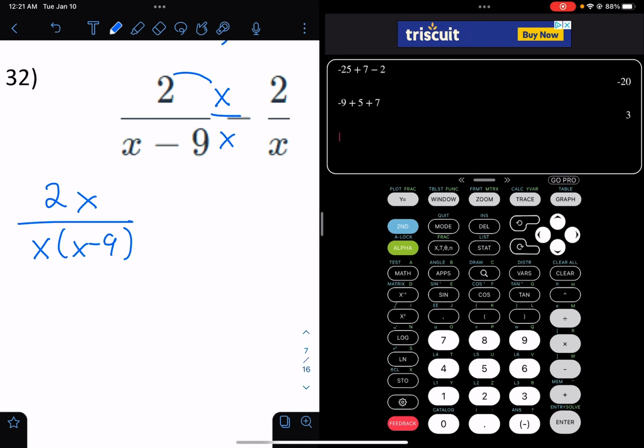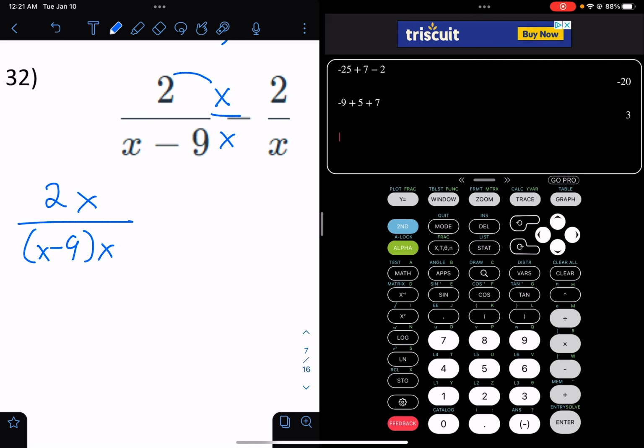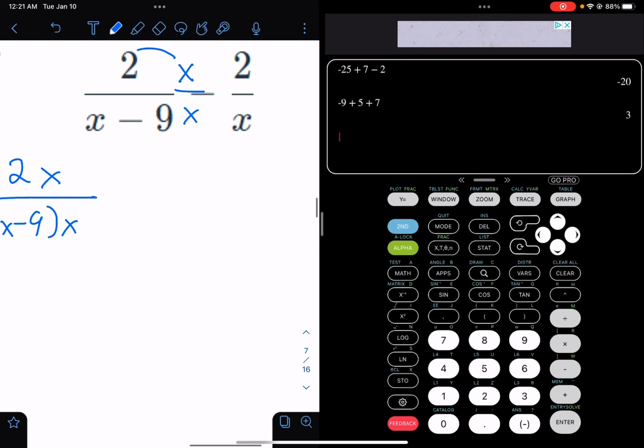Now, you might be wondering why I put it in this order. This is kind of just a nice mathy way to write it. If you want, you could write it as x minus 9 times x. That's also acceptable. You could put parentheses around the x. You'll still get the same answer. All right? That's because of the commutative property, where the order of multiplication doesn't matter. They're being multiplied. The order doesn't matter.